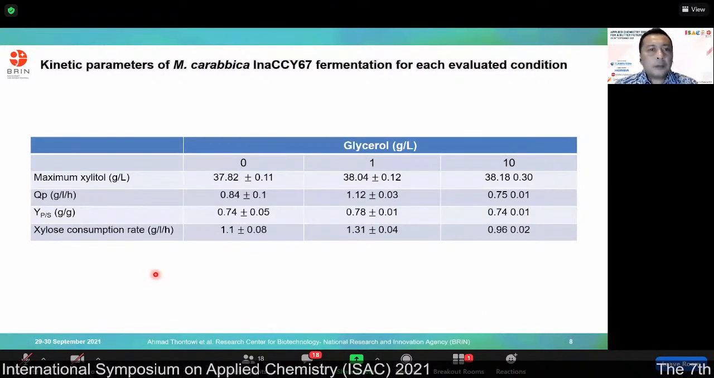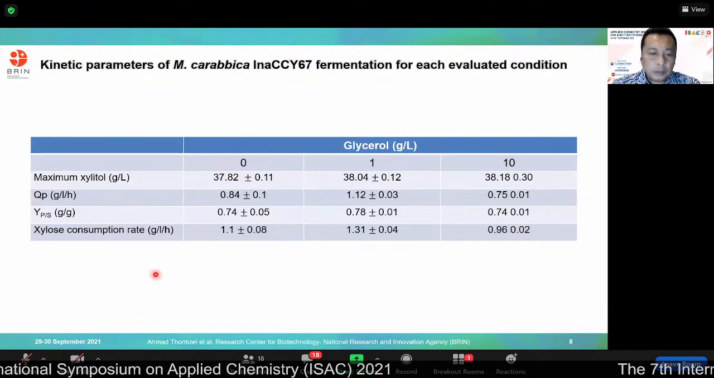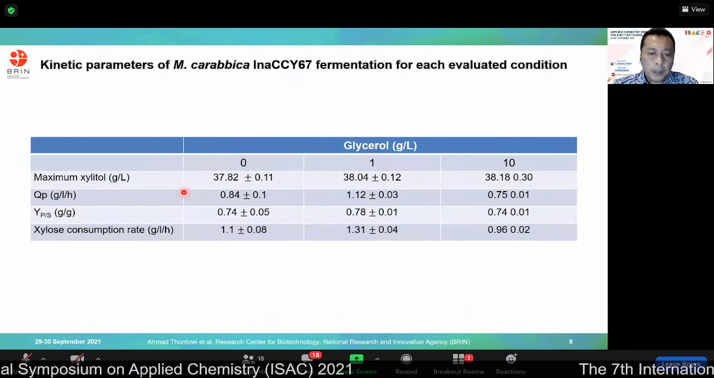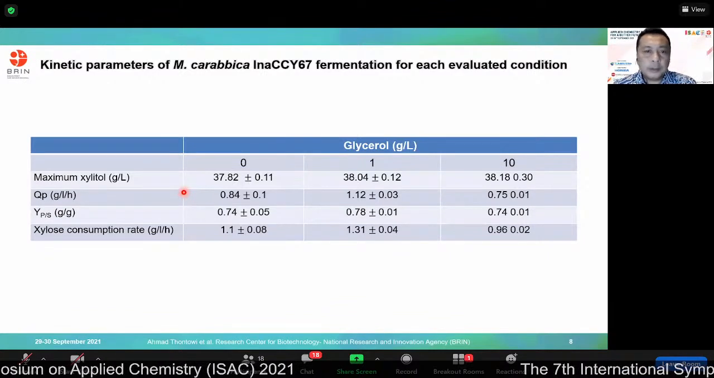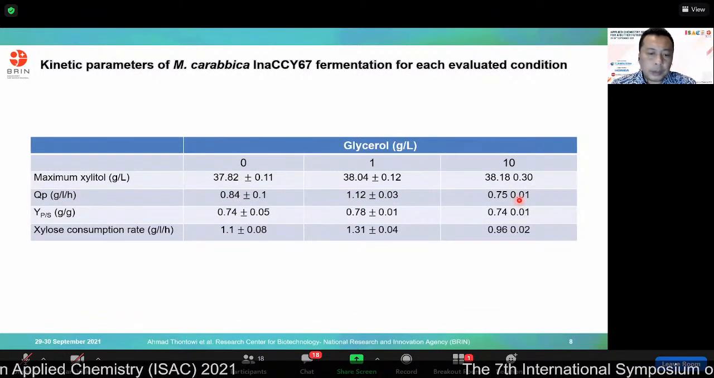This is a kinetic parameter of the strain fermentation for its cellulose. So the maximum cellulose consumption rate was 1.31 gram per liter per hour, which occurred in the media with the addition.